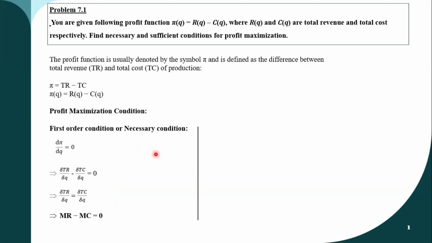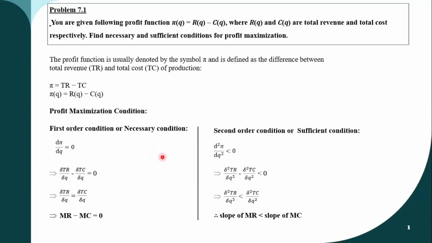Now we'll try to find out the second order condition, or sufficient condition. So this is the equation of the second order condition. For finding the second order condition, we need to differentiate the profit function twice. If we differentiate the profit function twice with respect to Q, then we find that d squared pi by dQ squared is less than 0. This is the equation of the second order condition, or sufficient condition.